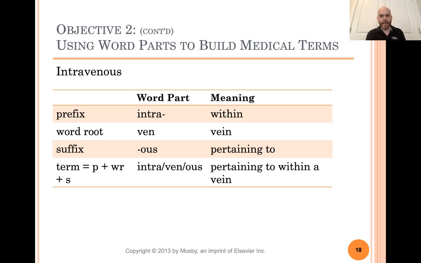Us means pertaining to. So in this word, it literally translates as within the vein pertaining to. So put that together in a way we can understand: pertaining to within a vein. So intravenous means talking about inside of the vein. So if you're talking about an intravenous IV line, it means a needle or a line, an external line going inside of the vein.